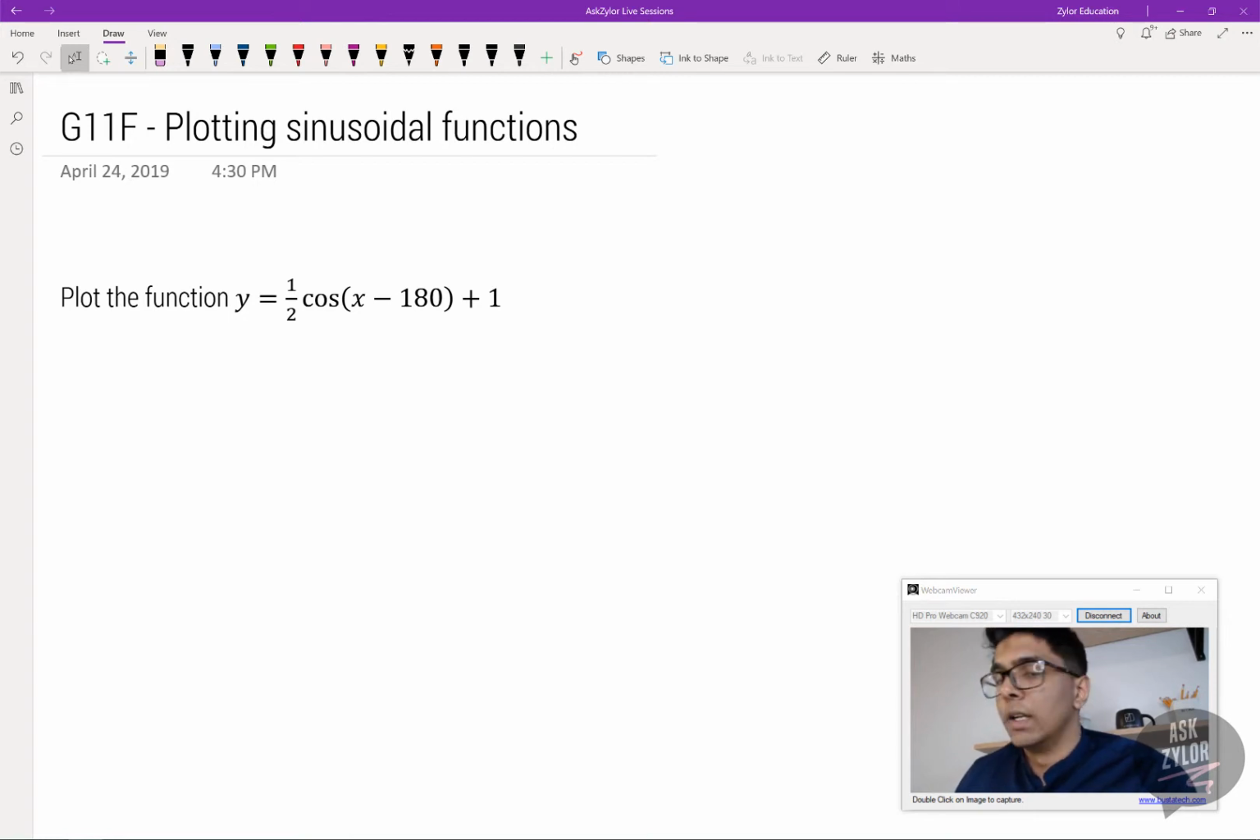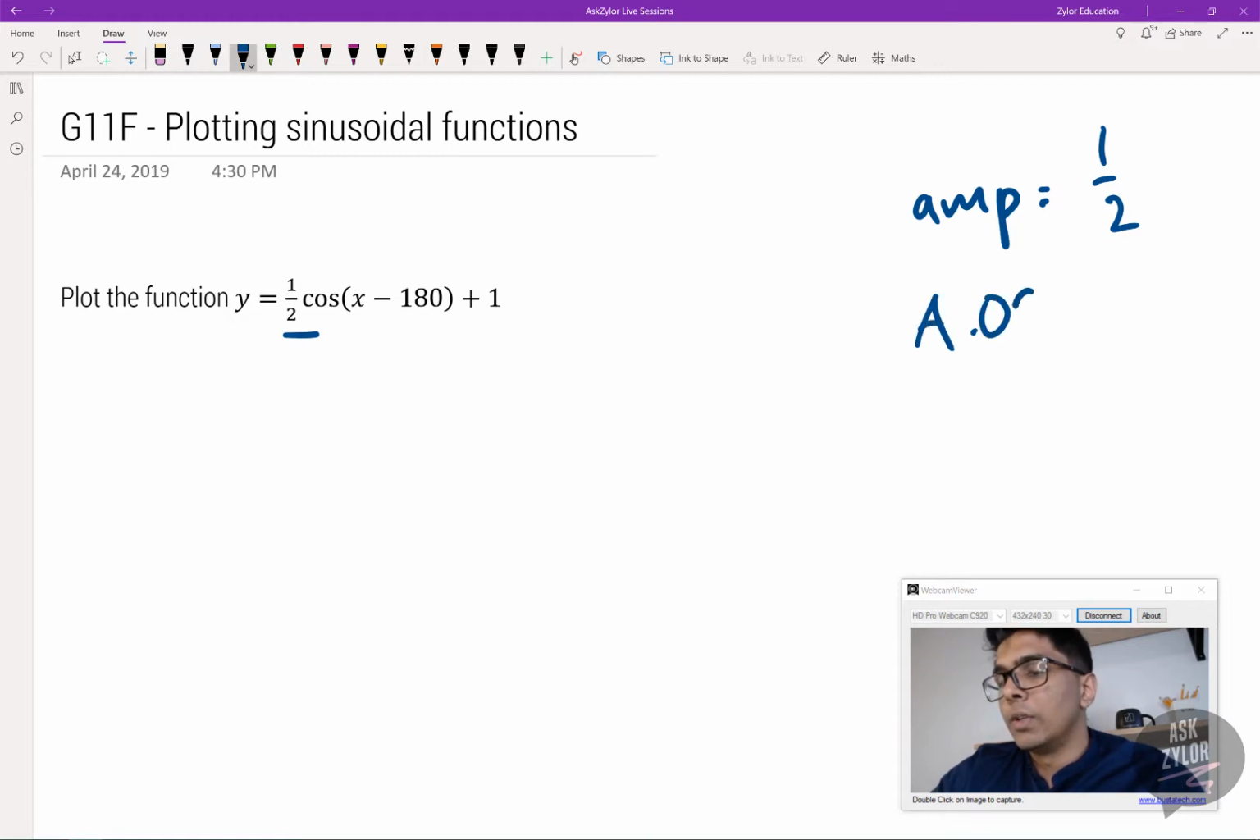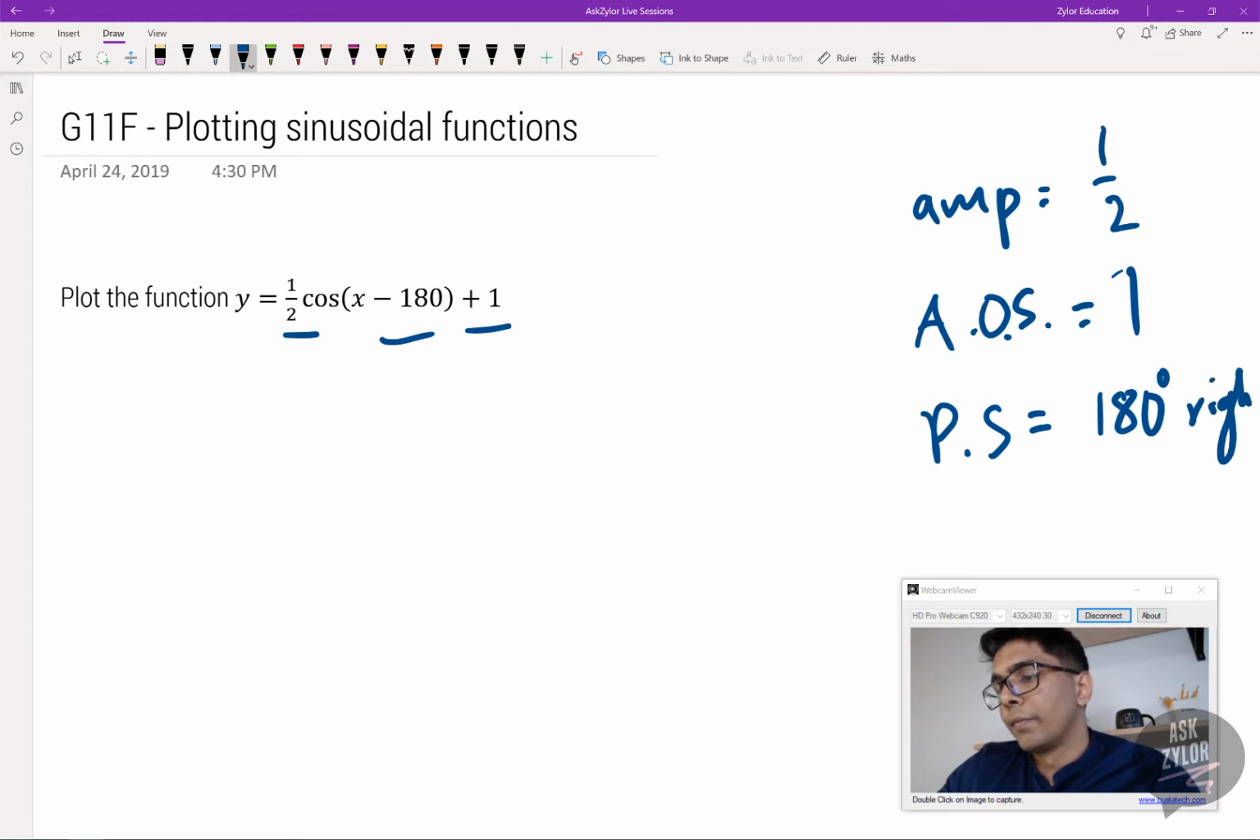The first thing we can get is the amplitude of my function, and that's just going to be my a value, which in this case is 1 over 2. I can also see my axis of symmetry, which is given by this plus 1, so it's going to be 1. Then I have a phase shift, PS for phase shift, and that's 180 degrees to the right. And my k value is whatever my x is multiplied by. I don't have a k value, so I'm just going to say 1.